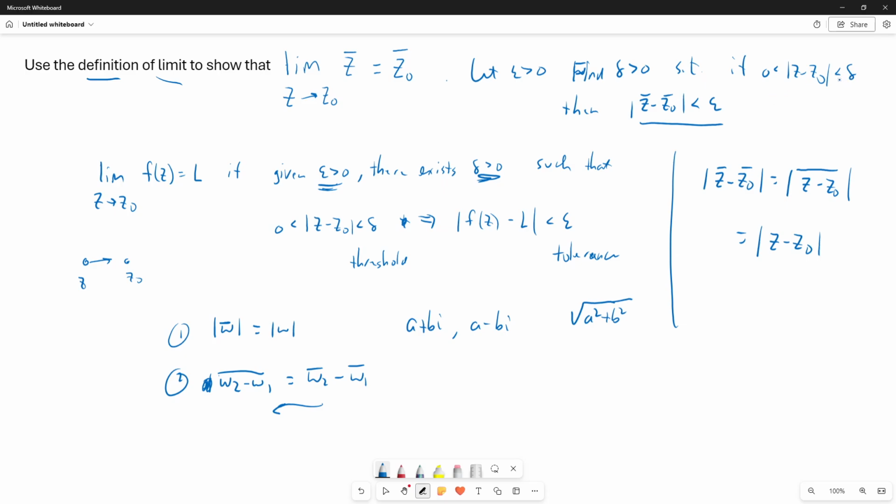So if we want to find a delta that will make this difference less than epsilon, we can just choose the delta equal to epsilon, because this quantity here and this quantity here are equal. So we're going to let delta equal epsilon. Then if |z minus z0| is less than delta and bigger than 0, then we have the modulus of z bar minus z0 bar, which is equal to the modulus of z minus z0, as we've just shown here. And that's less than delta, but delta is equal to epsilon. And so we have it. The modulus of this difference is less than epsilon. So we have shown that this condition is satisfied with delta equals epsilon.